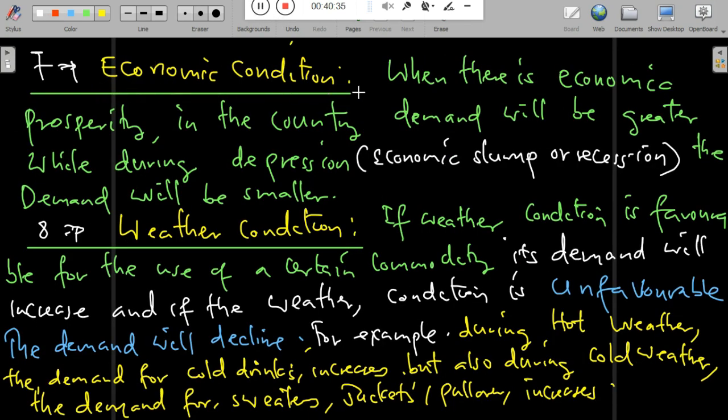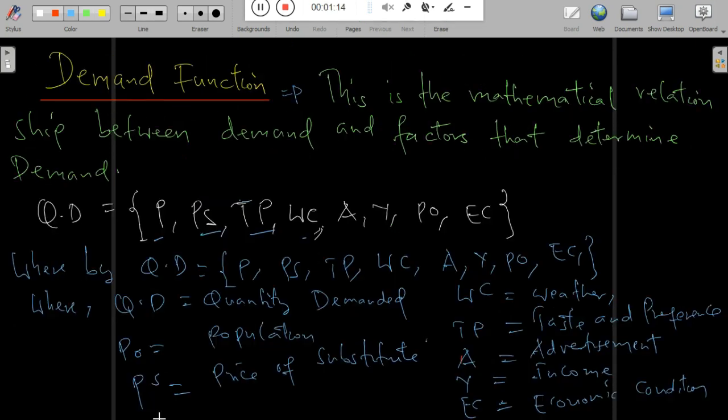While during the period for the use of a certain commodity, its demand would increase. And if the weather is unfavorable, the demand would decline. For example, during hot weather conditions, the demand for cold drinks rises, but during cold weather conditions, the demand for the same commodities falls. Also, in hot conditions, the demand for sweaters and pullovers decreases, but in cold conditions, it increases.